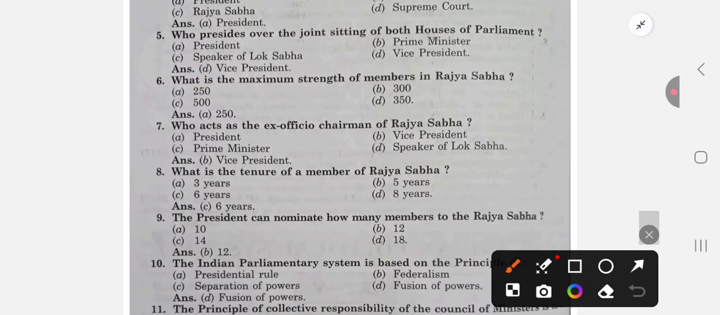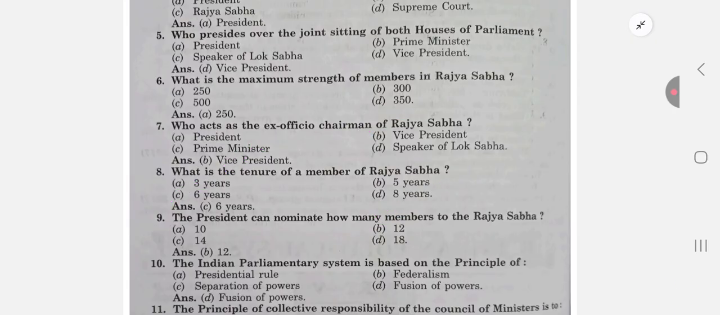Who acts as the ex officio chairman of Rajya Sabha? Ex officio chairman is Vice President. Keep in mind. What is the tenure of a member of Rajya Sabha? It is 6 years. Every 2 years, 1/3 members retire from the Rajya Sabha. And Rajya Sabha is the permanent house, keep in mind. The president can nominate how many members to the Rajya Sabha? 12 members can be nominated by the president. Keep in mind, B is the answer.